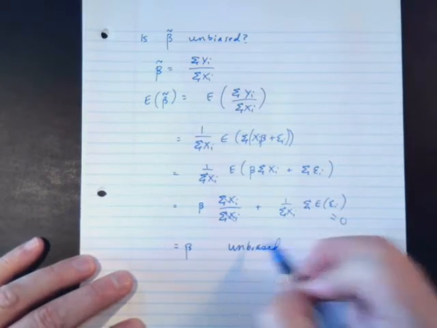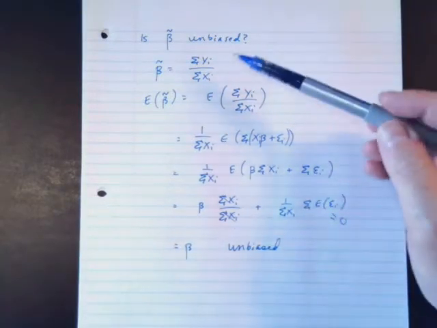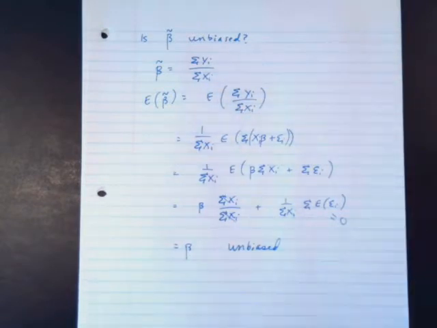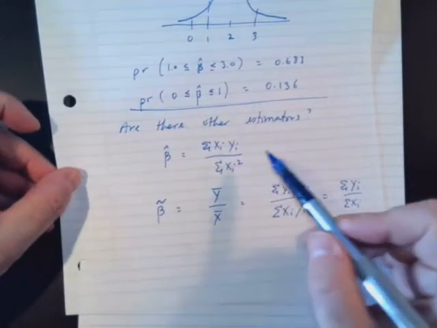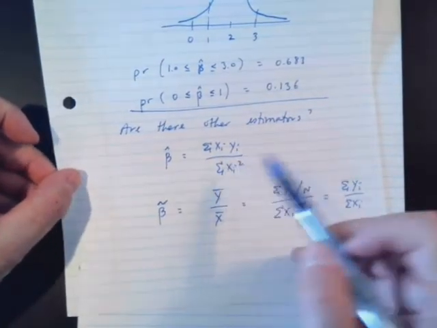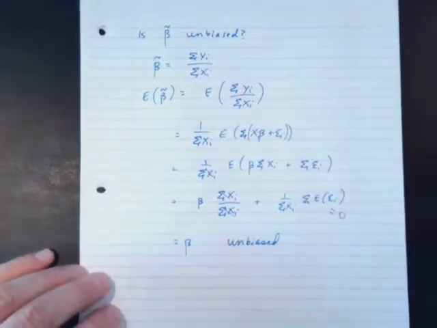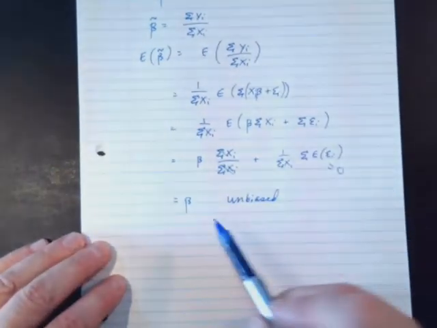All right, so if you had a data set, instead of calculating the least squares slope coefficient, which is that, you could calculate just the ratio of the sum of the y's to the sum of the x's, and that will give you an unbiased estimator of the slope.